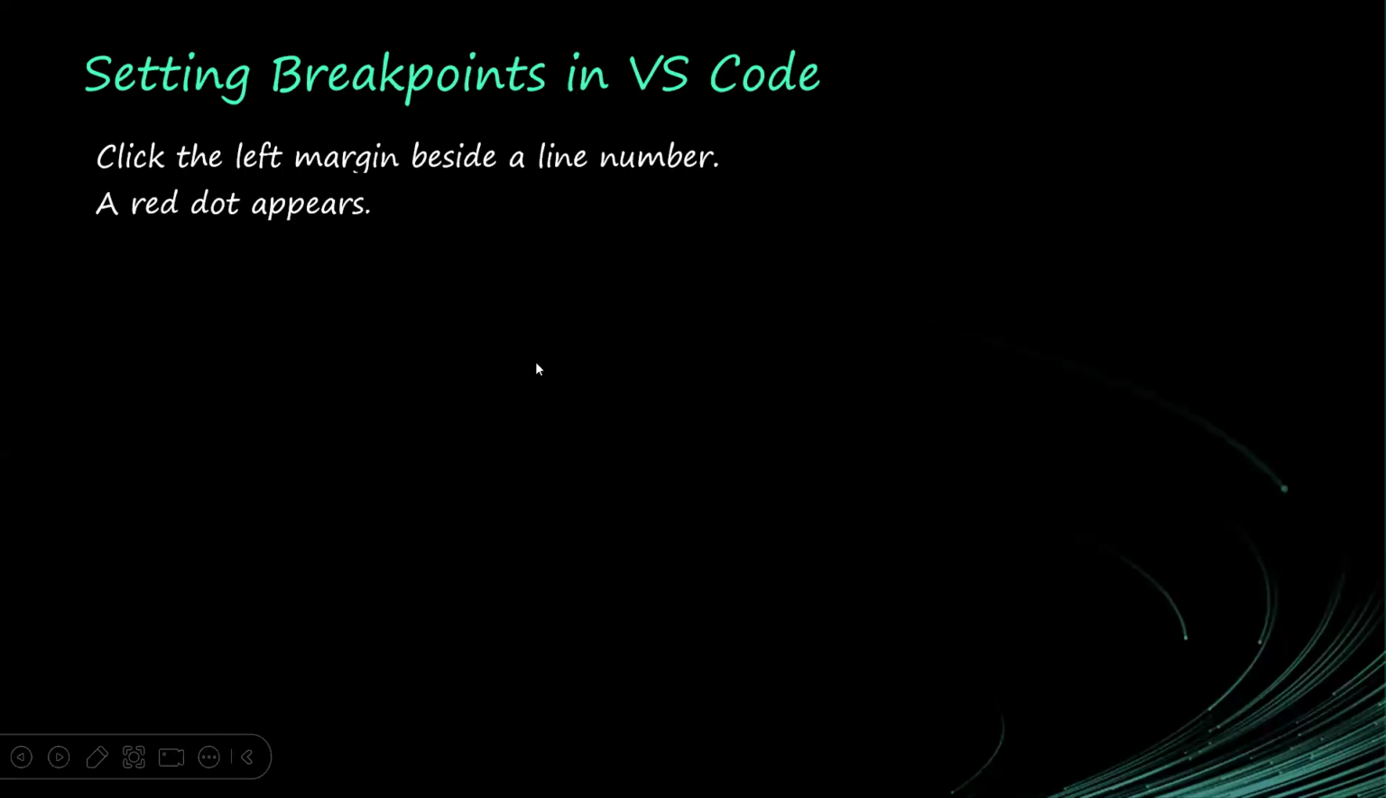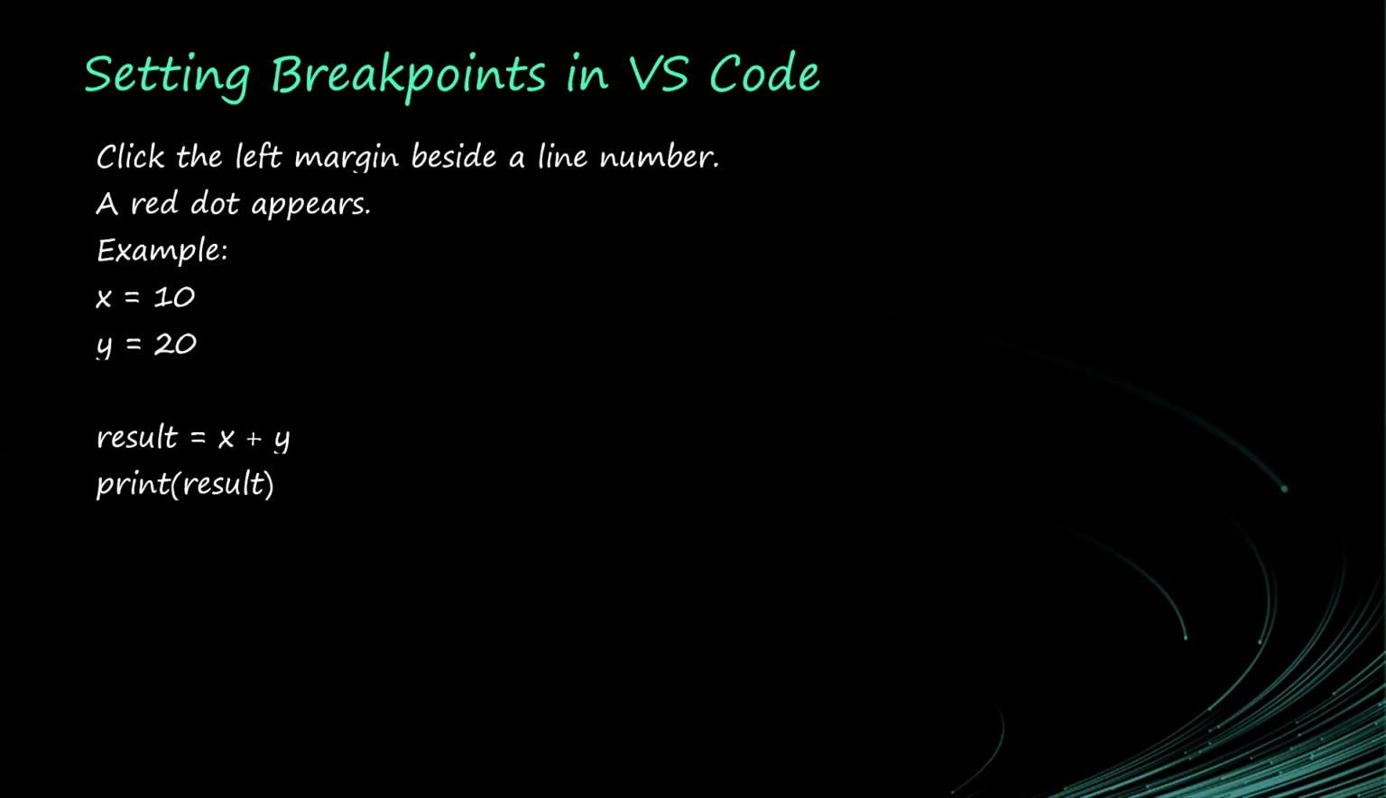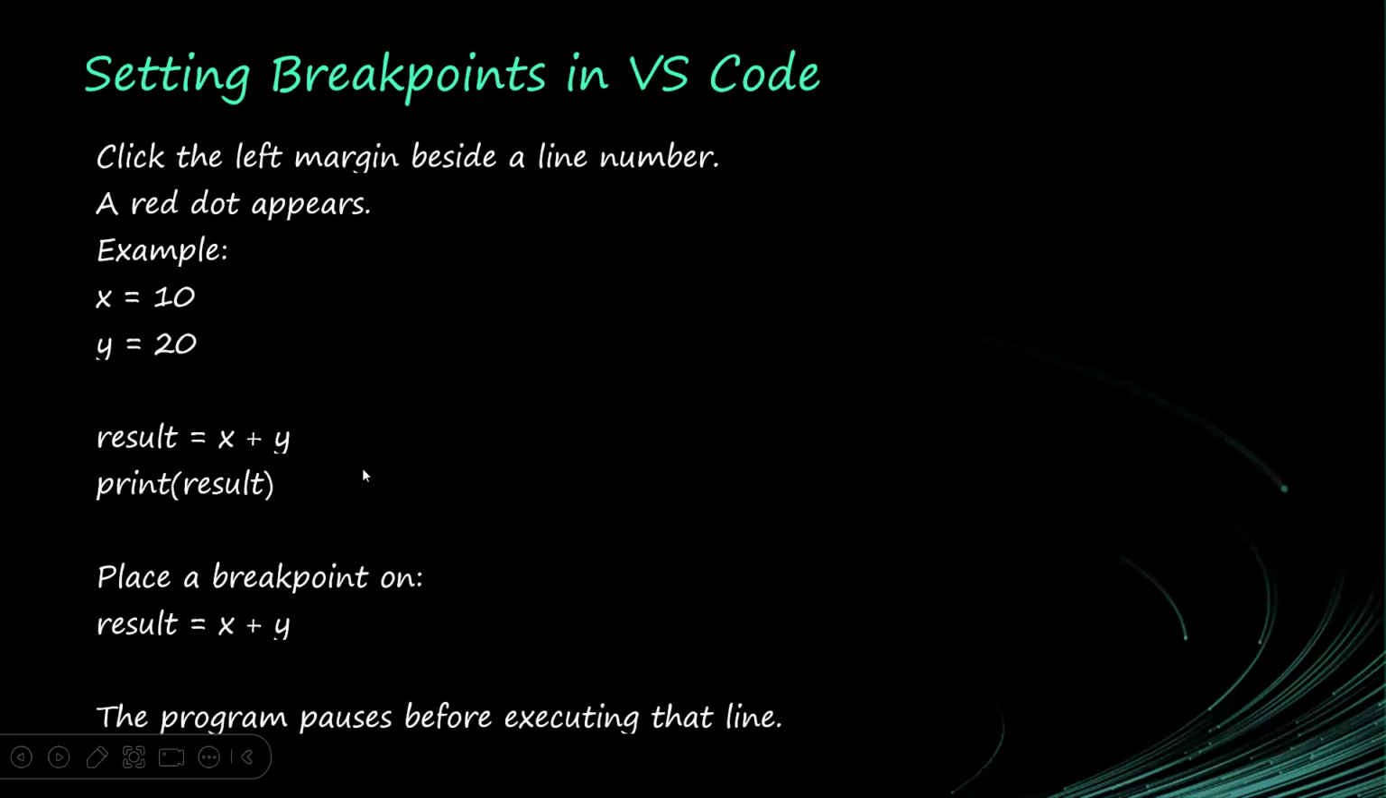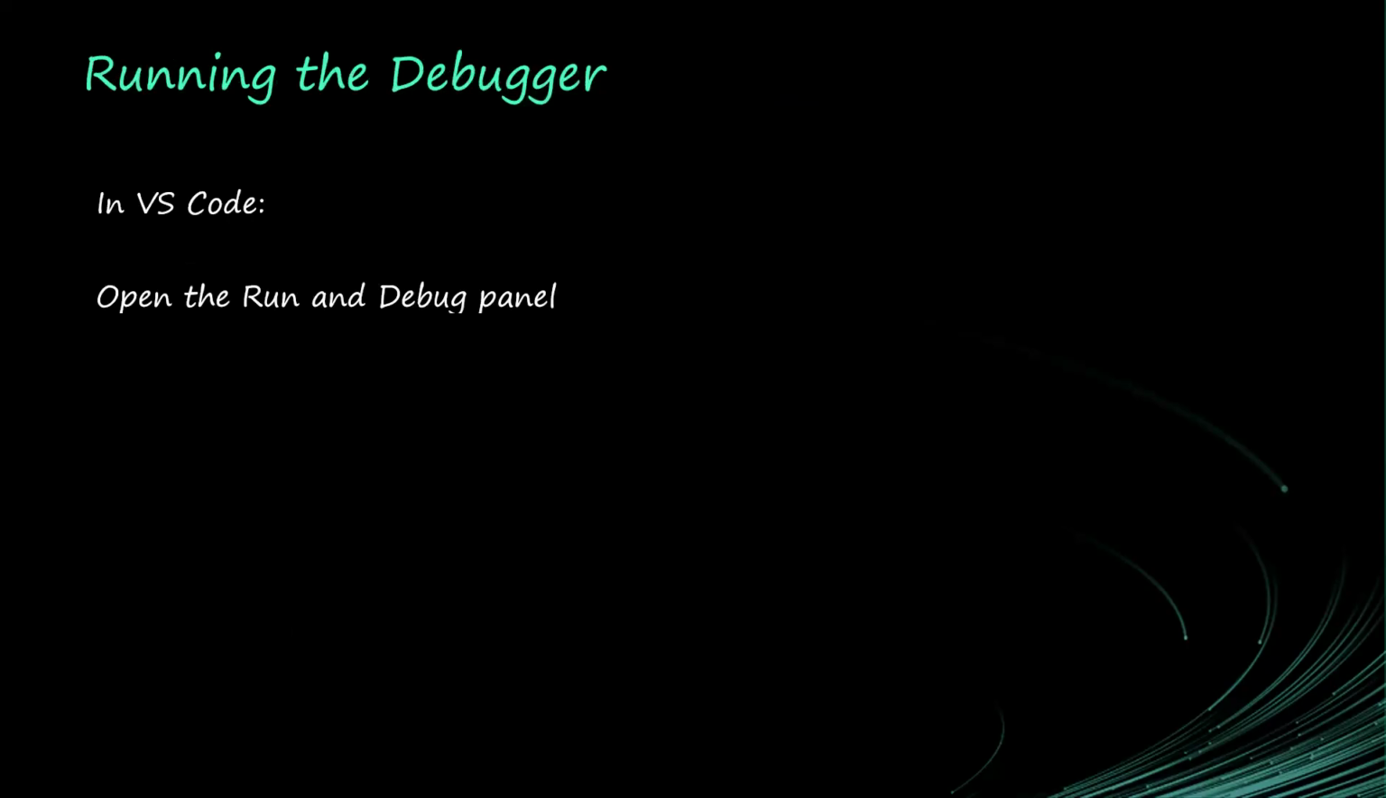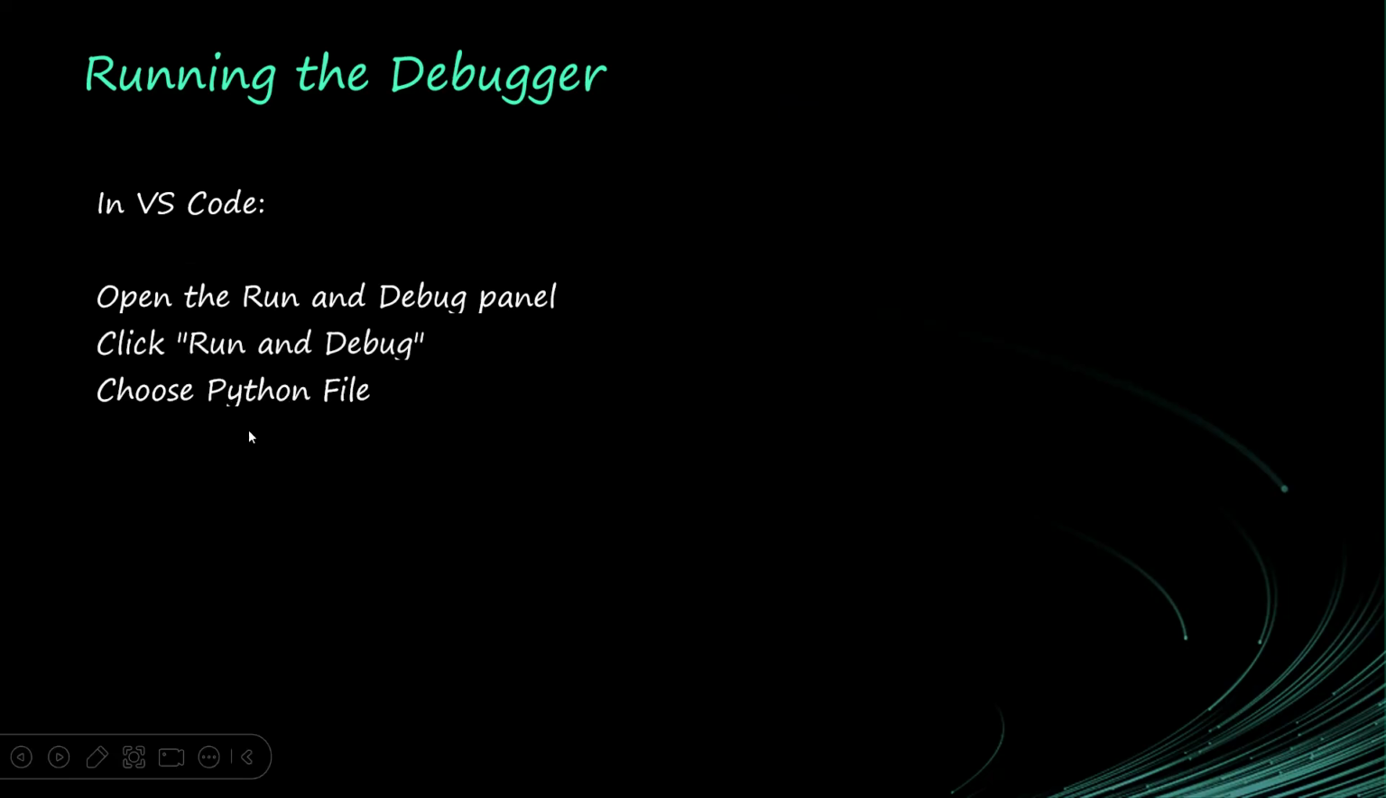But let's continue. A red dot appears when you take your mouse beside the left margin, beside a line number, just like I did. You can click on it to place a breakpoint, and then the program pauses before executing that line. So in VS Code, you open the Run and Debug panel, you click Run and Debug, choose Python file, and then the debugger starts. That's what I did exactly.